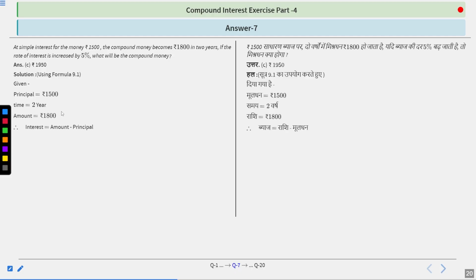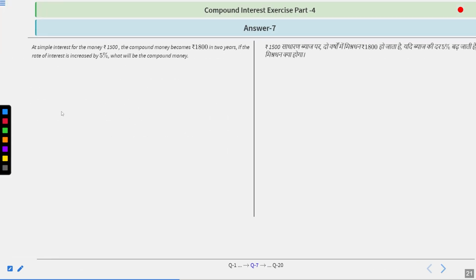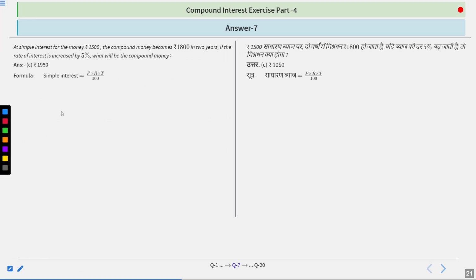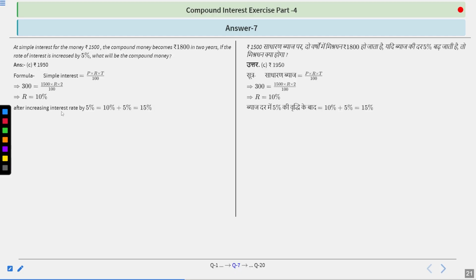Therefore, interest is going to be equal to amount minus principal. So 1800 minus 1500, that is equal to 300 rupees is the interest. So using the formula of simple interest, that is P into R into T upon 100, and putting the values of simple interest, P and T, we get 300 is equal to 1500 into R into 2 upon 100. So after calculation, R is going to be equal to 10%. But after increasing the interest rate by 5%, as already mentioned in the question, the rate of interest is going to be 10% plus 5%, that is 15%.